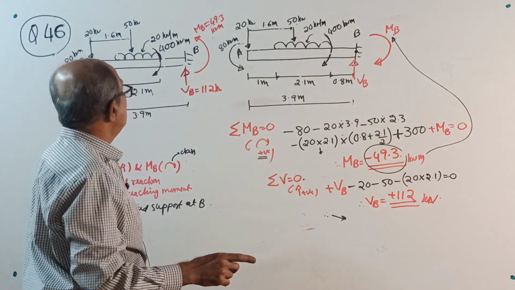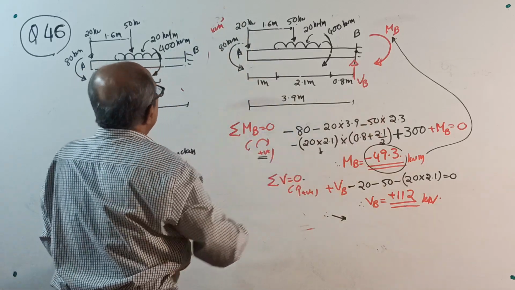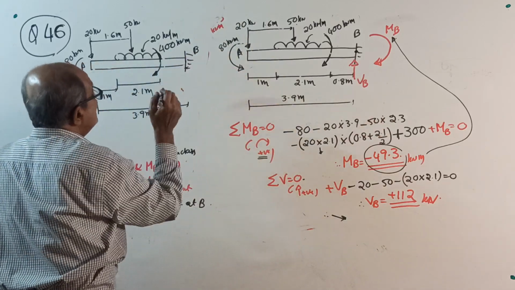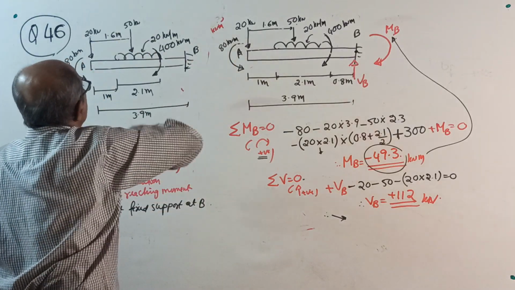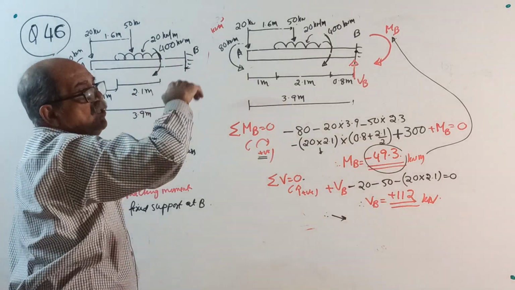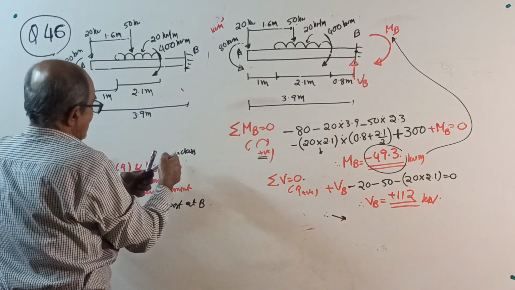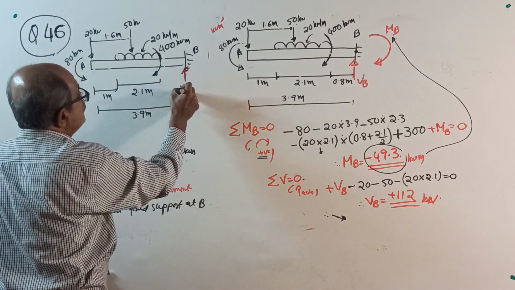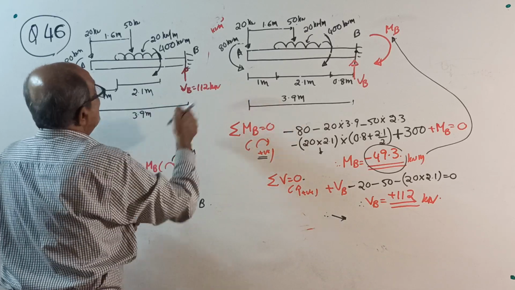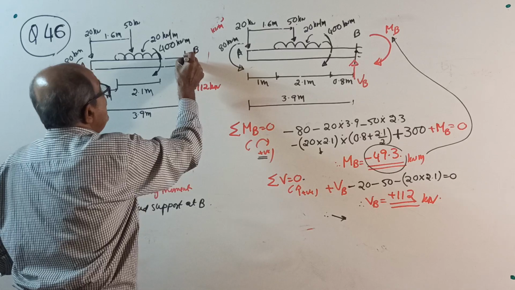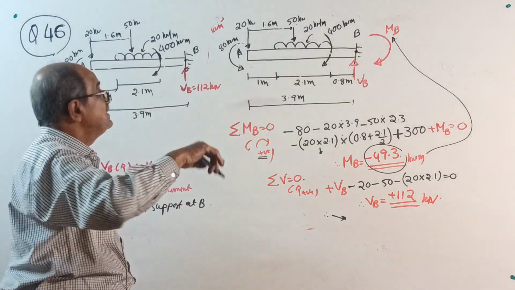Okay, now do one thing. Those who want a direct answer, see now, once again, do not see anything. See the original diagram. First, vertical equilibrium. 20 down, 50 down, 20 into 2.1 down, all together is 112 down. So up reaction is 112 kilonewton. Then I told moment about fixed end. See the action about fixed end, rotational action about fixed end.